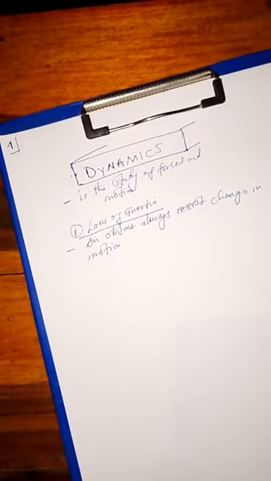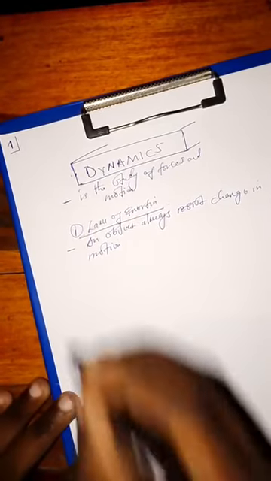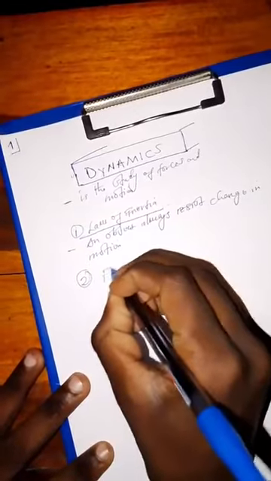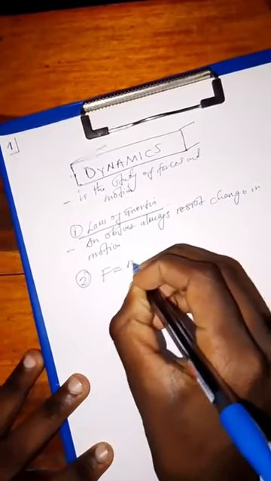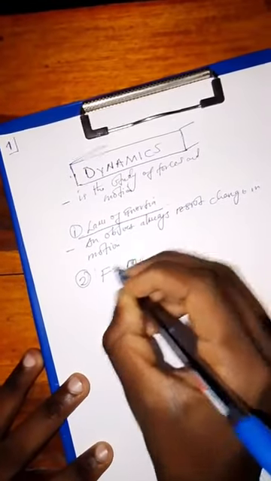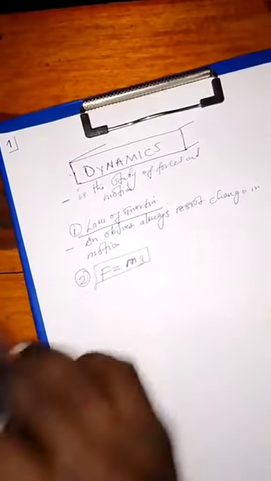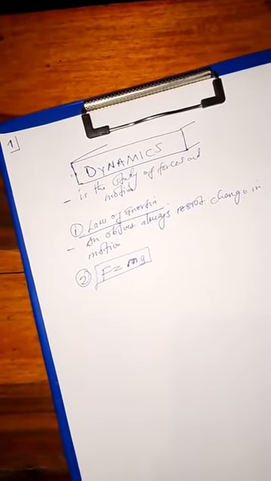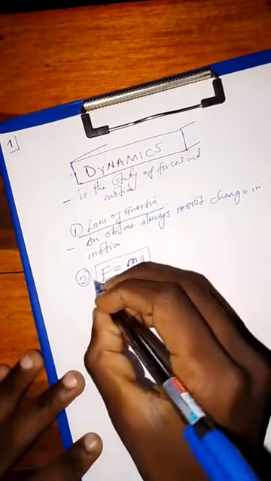What will be the second law? You know it. The second law is that force is equal to ma. That's the second law of motion. It states that for a constant mass, meaning the mass is constant, the force applied is directly proportional to the acceleration.